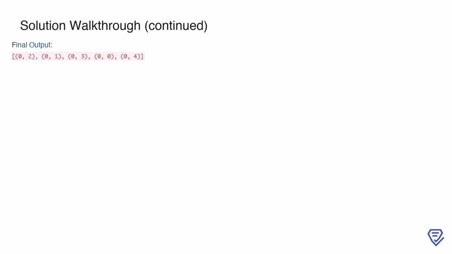We calculate the Manhattan distance for each cell relative to the center. For example, the distance for (0,0) is 2, while the distance for (0,2) is 0 as it's the center itself. Sorting these cells by distance gives the order (0,2), (0,1), (0,3), (0,0), (0,4). This is the final output for this example, and it demonstrates how the solution handles grids with only one row.